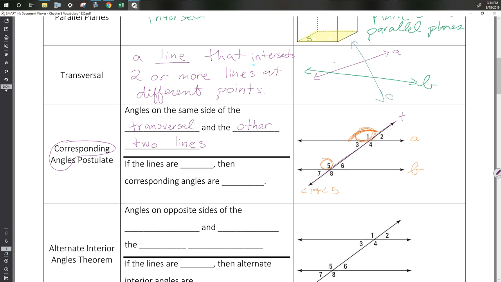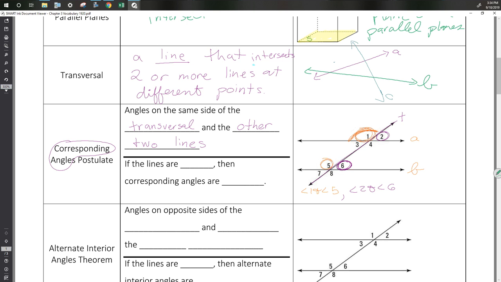So I'm going to choose angle 6. Angle 6 is to the right of the transversal and is above line B. So now I go up to the other 4 angles, 1, 2, 3, and 4. I need an angle to the right of the transversal and above line A. So that would be angle 2. So angle 2 and angle 6 are corresponding angles.